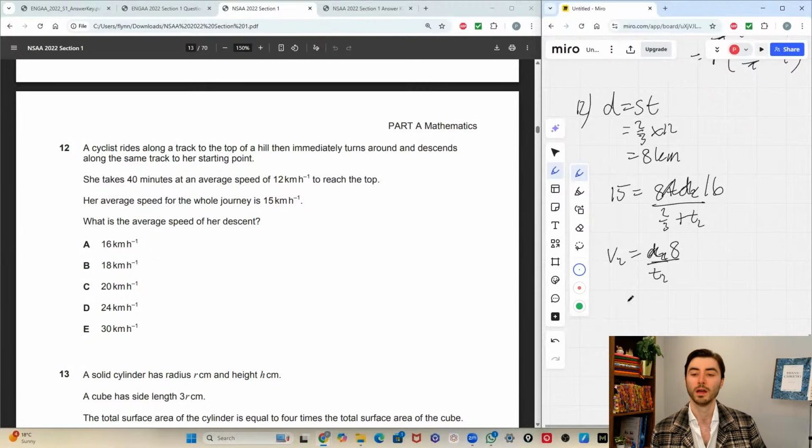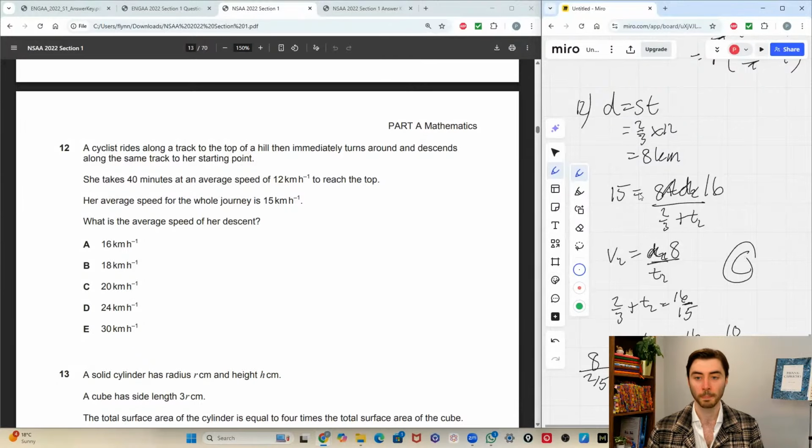Okay. So 2/3 plus t2 is 16 over 15. Come on, right. T2, let's multiply this by 5. So it's going to be 16 over 15 minus 10 over 15 is equal to 6 over 15, which is equal to 2/5. And so the average speed of her descent is the 8 kilometers over the 2/5 of an hour it takes. So that's 40 over 2 is 20 kilometers per hour. So that's C for 12, split.